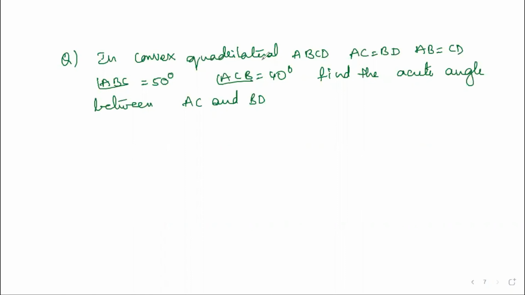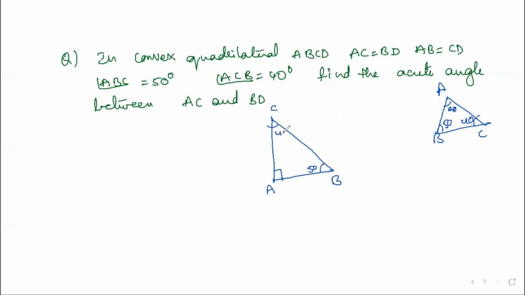So the information given is angle ABC is 50. Let's say I'm constructing a normal triangle ABC. If B is given as 50 and C as 40, the third angle should be 90 here. So that means ABC is a right angle triangle. Let's construct the right figure. This is a right angle triangle where at angle A it is 90, at angle B it is 50, and at angle C it is 40.